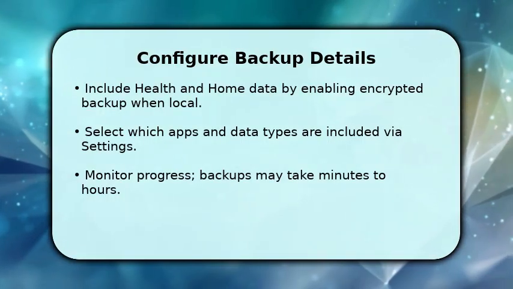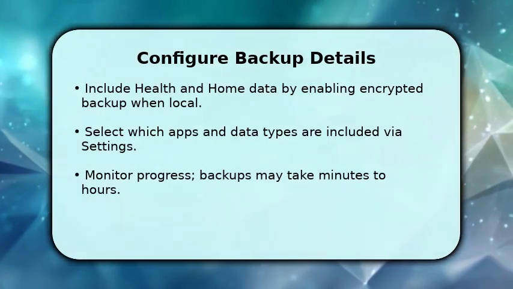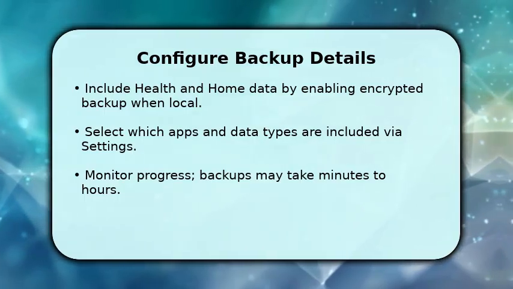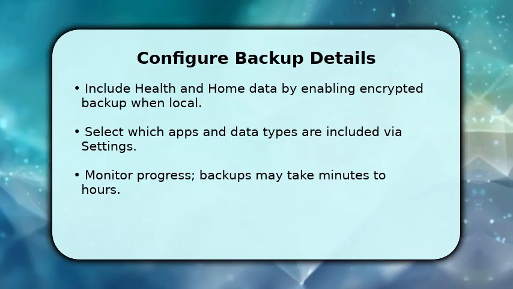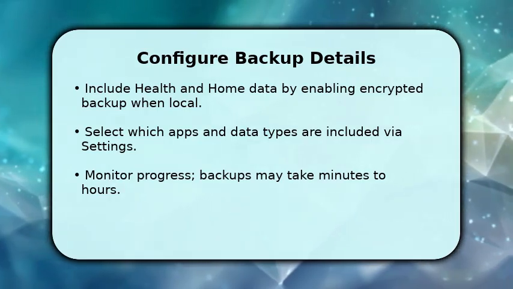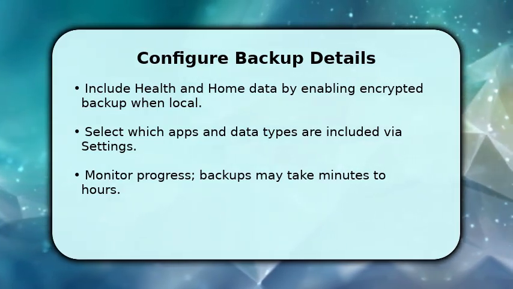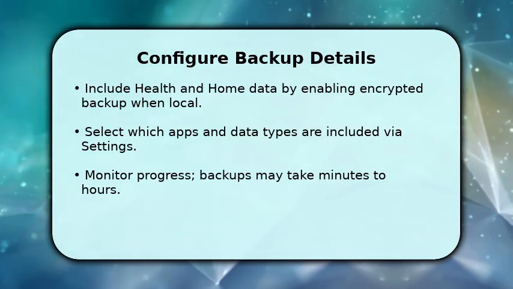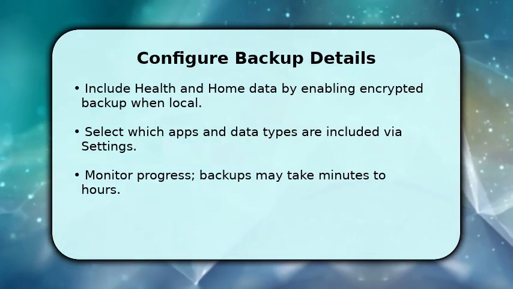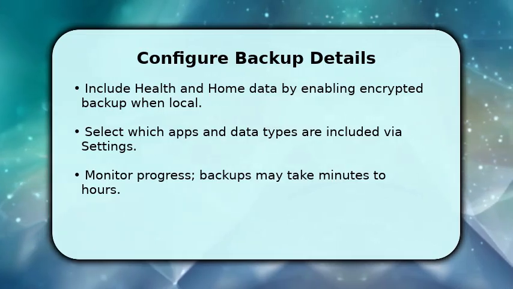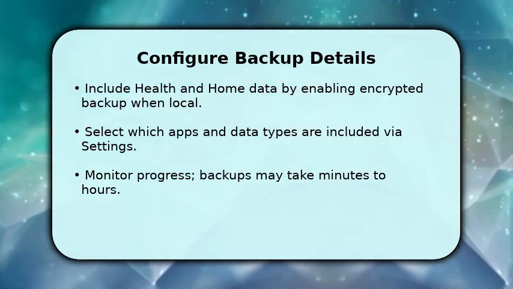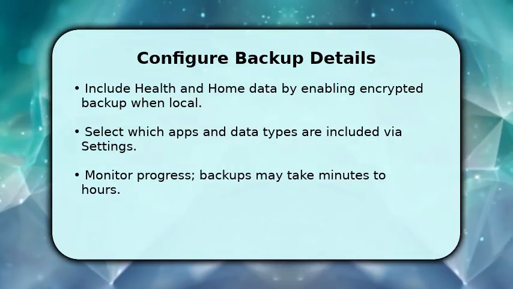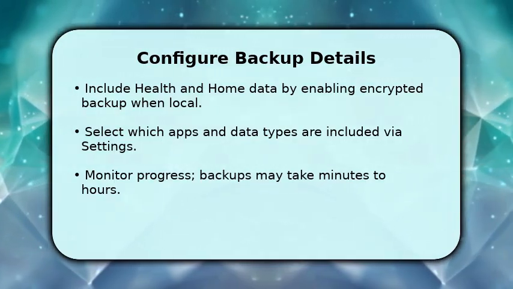After starting, you refine what gets saved. For full fidelity, passwords, health, home, use an encrypted local backup in Finder or iTunes. Check Encrypt Local Backup and set a password. For iCloud, manage app backup toggles under iCloud settings so large apps or videos don't consume storage. Make sure to monitor the progress indicator. Larger libraries and slower networks extend time. Once completed, verify date and size of the backup to confirm a successful capture before disconnecting or closing apps.